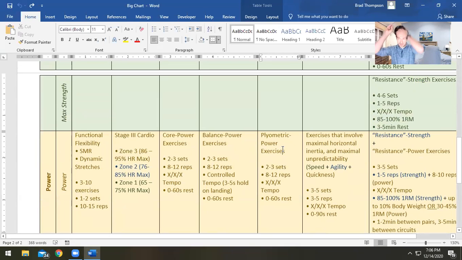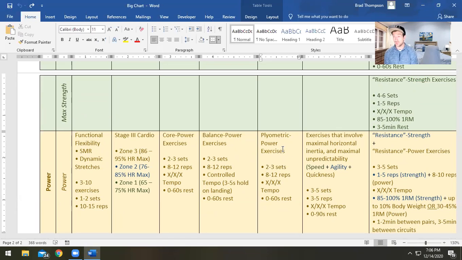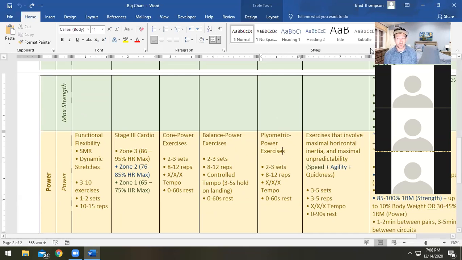Then we've got plyometric power, which is like power with more power, right? That's going to be 2 to 3 sets, 8 to 12 reps, XXX tempo for sure, and 0 to 60 seconds rest. So that's all about being as explosive as possible. Things like ice skaters, proprioceptive plyometrics, stuff like that.